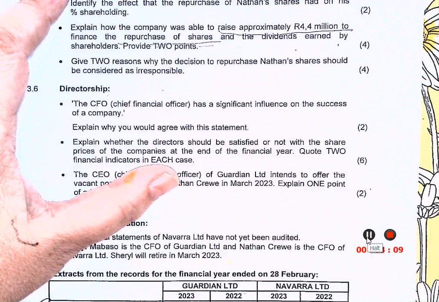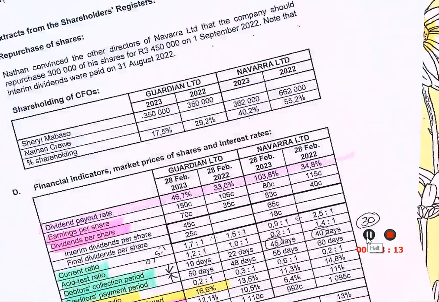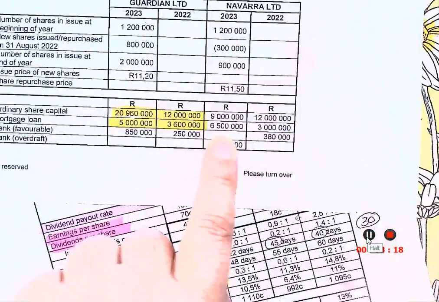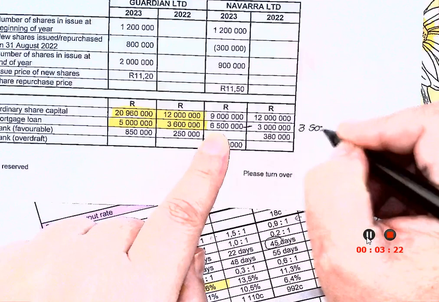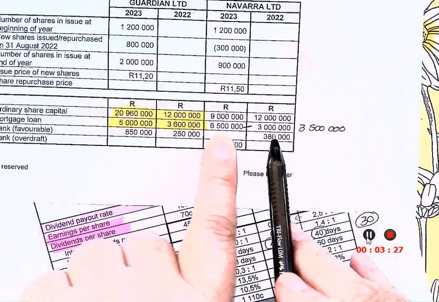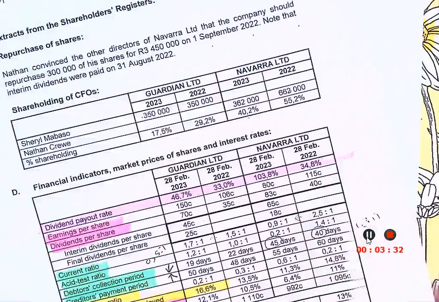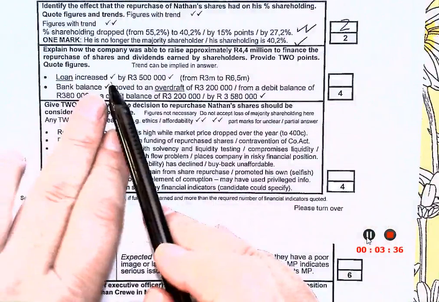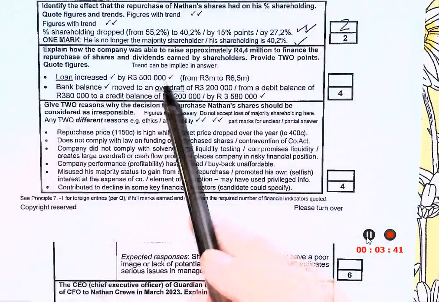I have 2 options. The one that you guys say is they took out a loan. Can you see they took out a loan of 3.5 million? Okay? Can you see that? Because the loan was 3 million, it's now 6.5 million. So you are working towards that 4.4, right? So now, can you see? The loan increased with 3.5. That now you already got 2 marks. Okay?